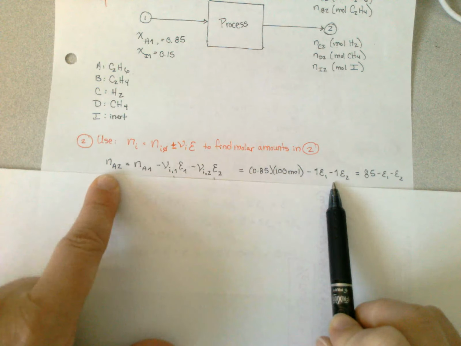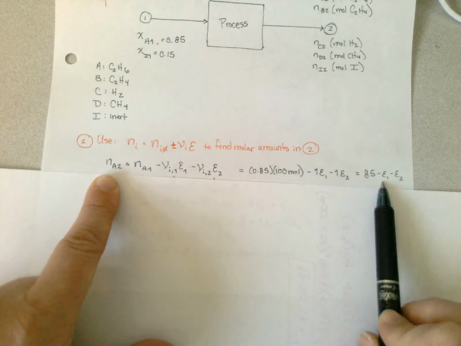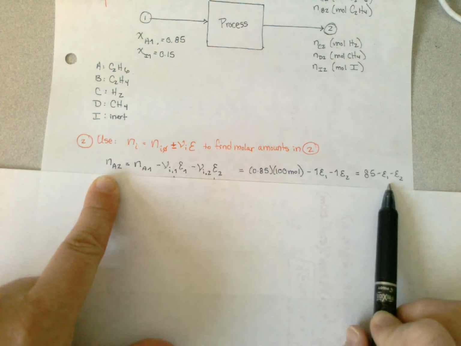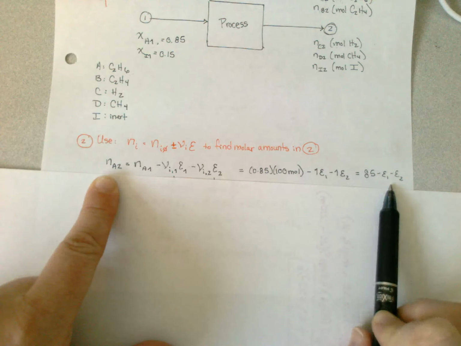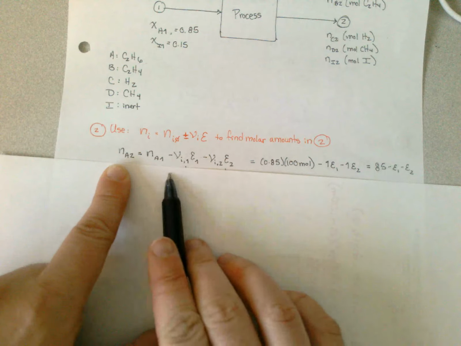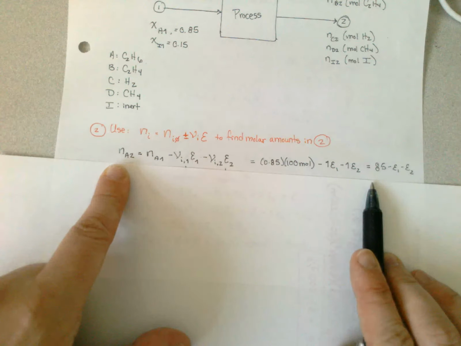So now we know that Na2 is going to be equal to 85 moles minus E1 minus E2. So remember, we're setting up a system of equations. We're not going to do anything with this yet. We're going to wait until we have some numbers to plug things in. So let's do this same process for each of the things that we have.